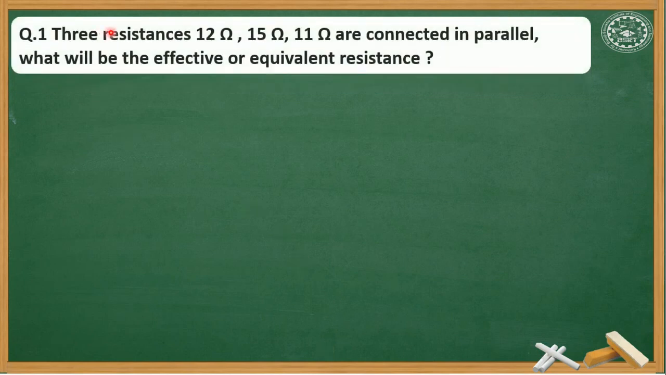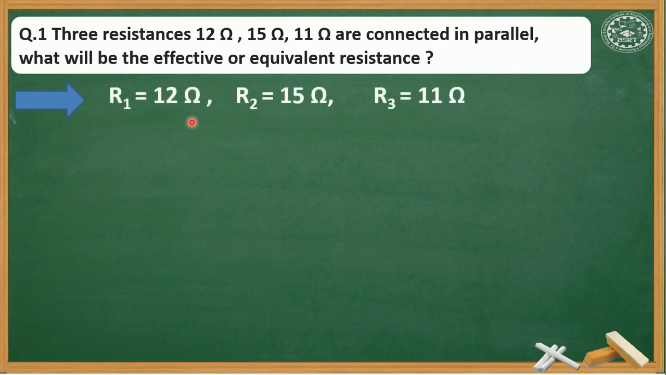Look at some of the numericals now. Three resistances 12 ohm, 15 ohm and 11 ohm are connected in parallel. What will be the equivalent resistance or effective resistance? Same way, write down the things given in the numerical. R1 equal to 12 ohm, R2 equal to 15 ohm and R3 equal to 11 ohm. We are asked to calculate Rp. We know the formula for Rp: 1 upon Rp is equal to 1 upon R1 plus 1 upon R2 plus 1 upon R3.